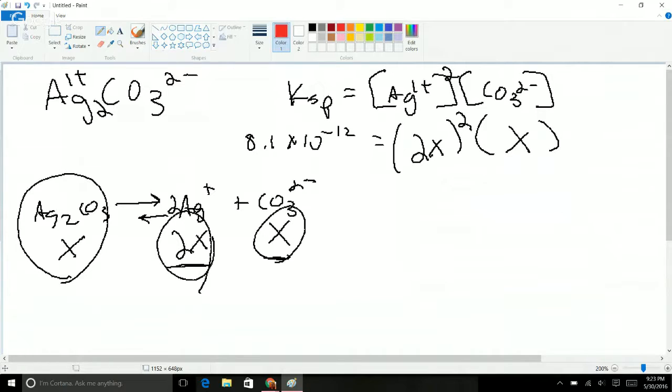Now you might be thinking, well, what's up with this 2? Why do we have this 2 and this 2? I mean, aren't you using the 2s? They're 2s for different reasons. This 2 down here, this bottom one, is because of the reason I wrote down here. X makes 2X. For every 1 of these I put in, I get 2 of these out.